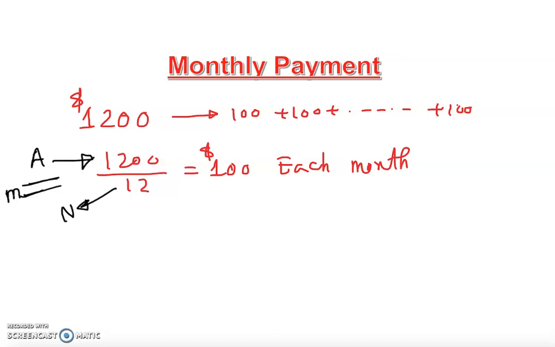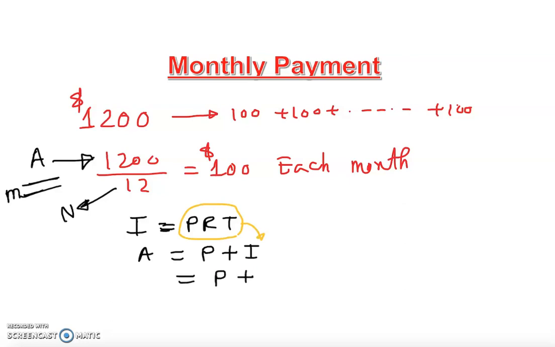Remember, I is equal to PRT. This is the simple interest formula. And there is another formula: amount is equal to principal plus interest. Now I can substitute this whole thing into this one, because I is equal to PRT. So this is going to be P plus PRT. Look what I did here. I want to make sure you understand. That is replaced by that, as you clearly see.